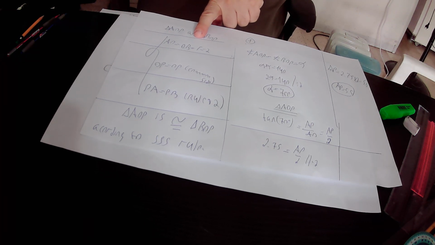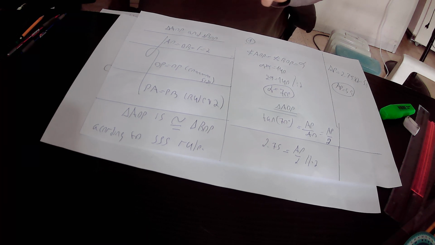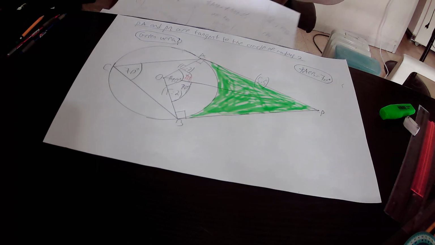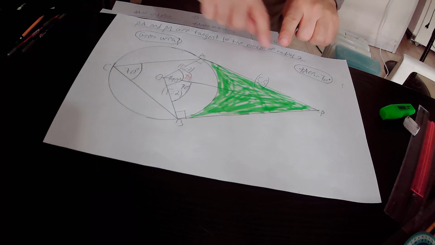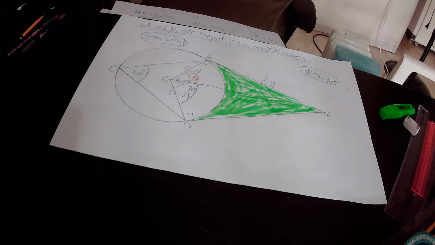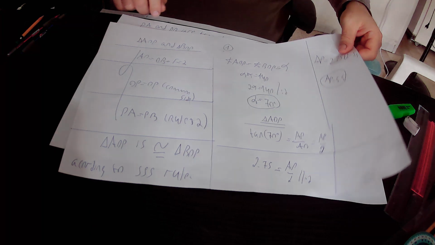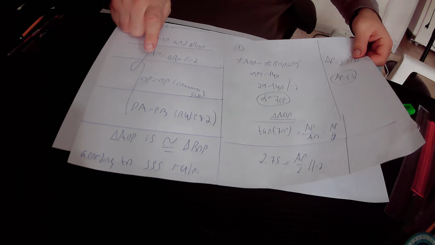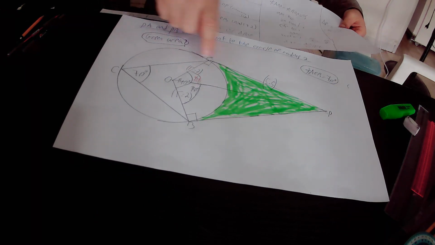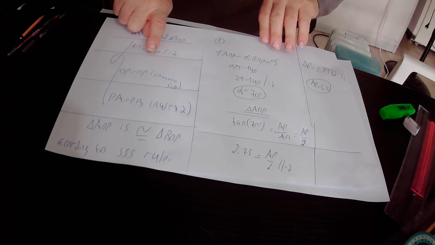AO equals BO equals the radius of the circle, that is 2. Therefore they are equal to each other. In addition, side PO is a common side that belongs to both triangles, so we can write that PO equals itself. Repeat again: side OP equals itself. It's a common side that belongs to both triangles.